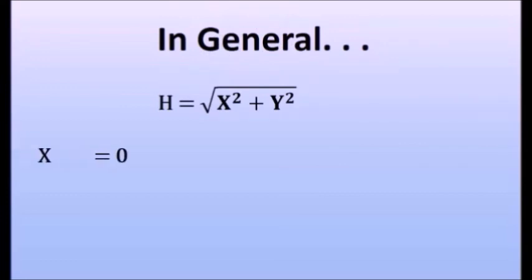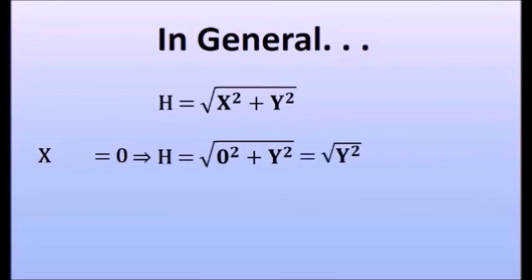Let's now discuss degenerate cases in general by using some algebra. We start off with our general equation. Now, for the degenerate case where x collapses to 0, we have a vertical line. Here, the hypotenuse length becomes equal to the square root of 0 squared plus y squared, or the square root of y squared. This means that we first square y and then take its square root.